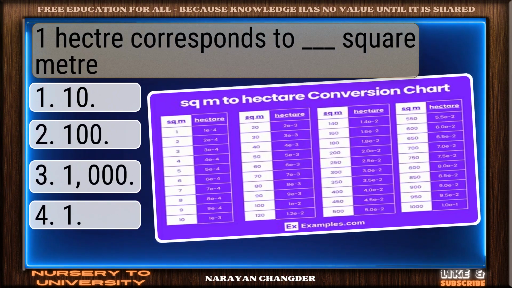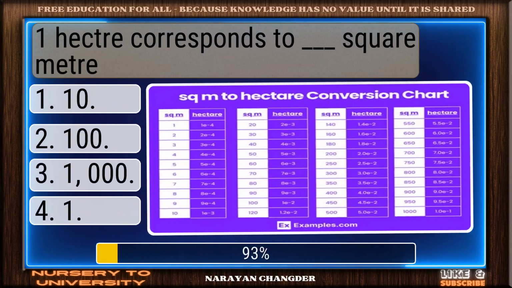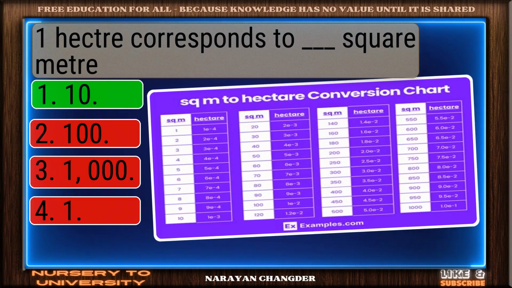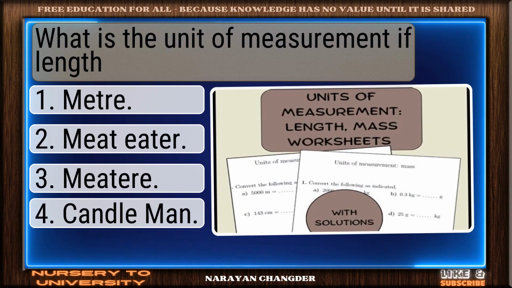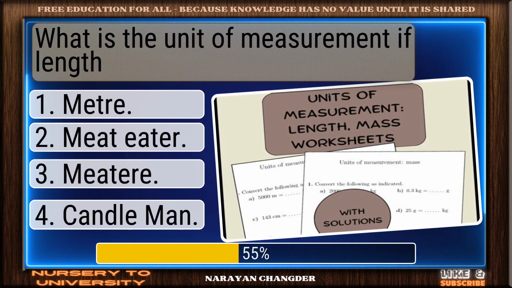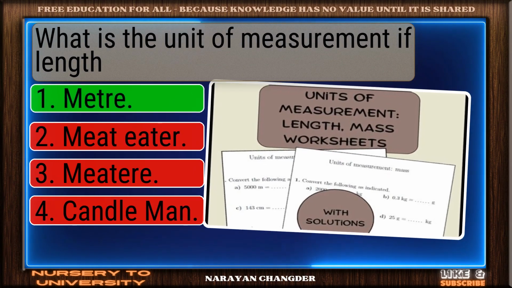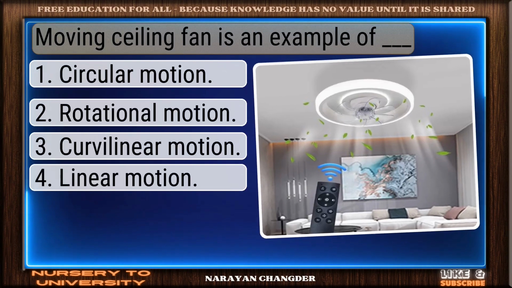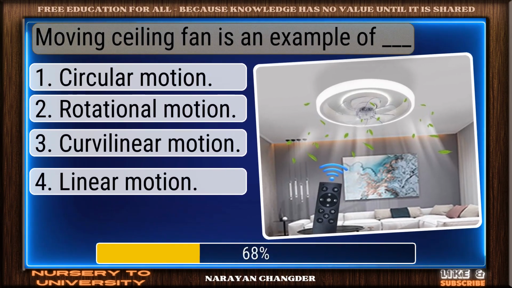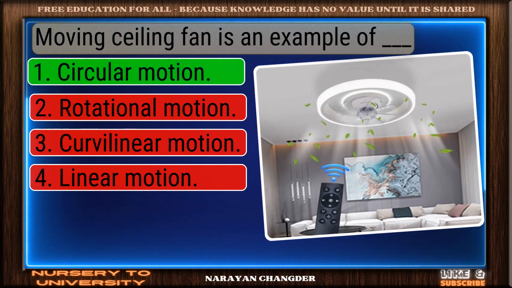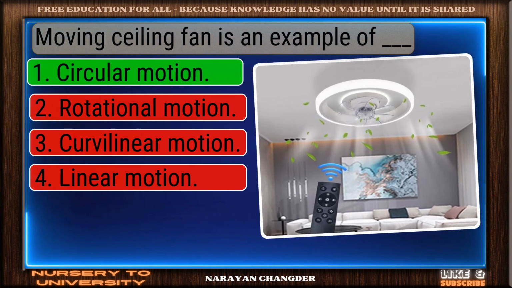1 hectare corresponds to dash square meter. Right again. 10 is a valid answer. What is the unit of measurement of length? Strong choice. Meter is the right answer. Moving ceiling fan is an example of dash. Smart move. Circular motion is an accurate answer.